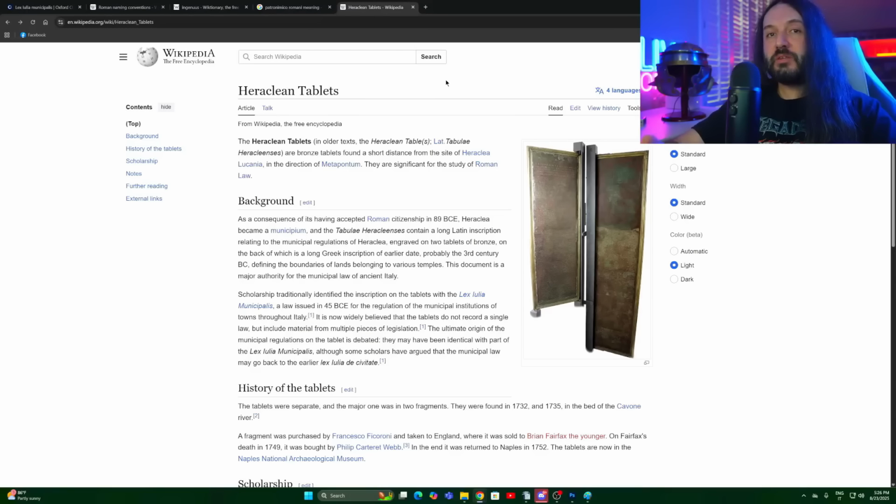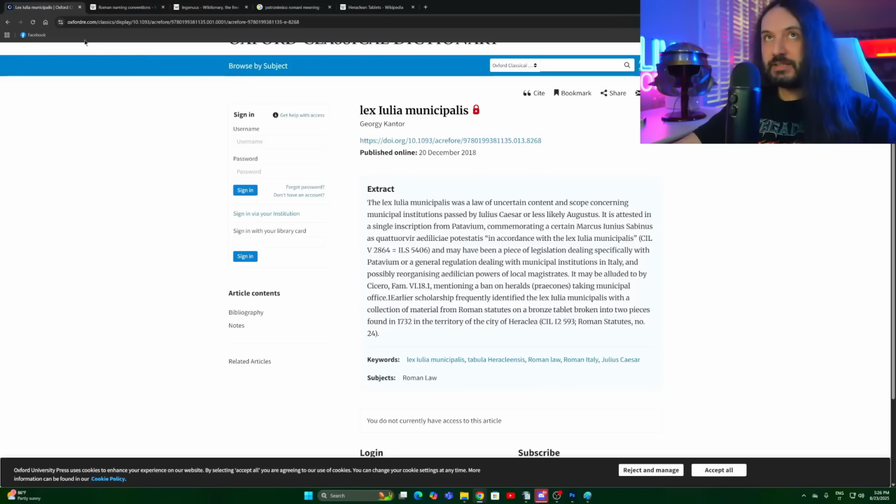One of the most pertinent historical findings is the Heraclean tablets, because on top of these tablets, which are made of bronze and were found near the site of Heraclea Lucania, we find the Lex Iulia Municipalis. As we can read here, the Lex Iulia Municipalis was a law of uncertain content and scope concerning municipal institutions passed by Julius Caesar, or less likely Augustus. Yeah, I would stick with Julius Caesar, probably. It is attested in a single inscription from Patavium commemorating a certain Marcus, and it may have been a piece of legislation dealing with municipal institutions in Italy.